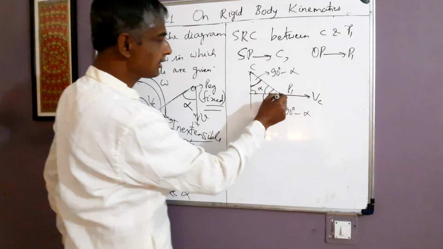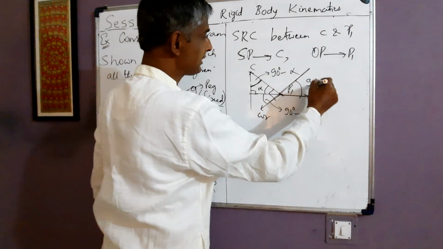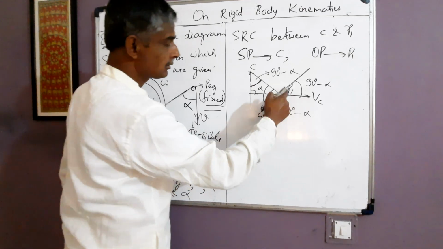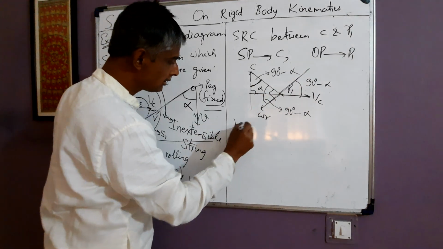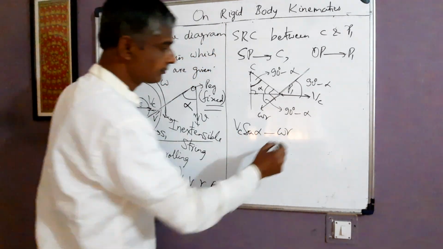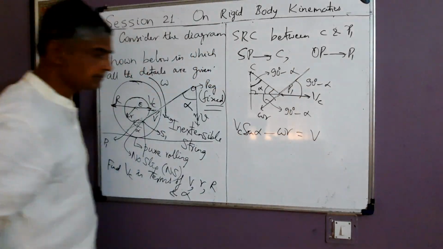So now, this is along the string. So this angle is also how much? 90 degree minus alpha. So along the string, we equate the velocities. Velocity of P1 along the string will be Vc cos(90 minus alpha), that is Vc sin alpha, minus omega r. That is the component of velocity of P1 along the string. That is just equal to V.